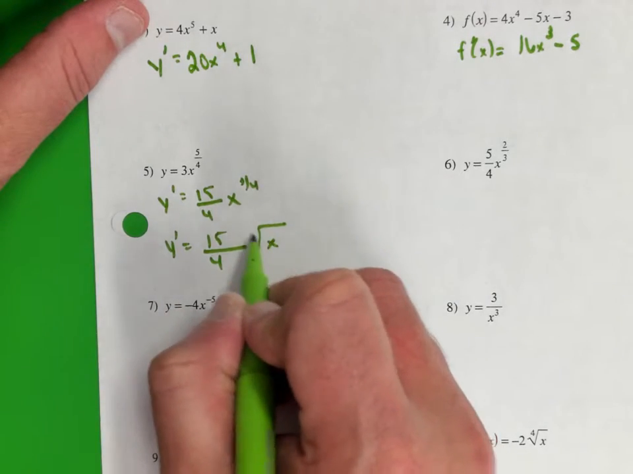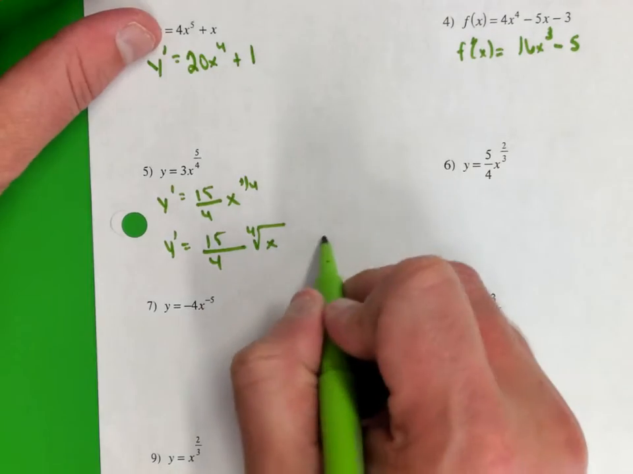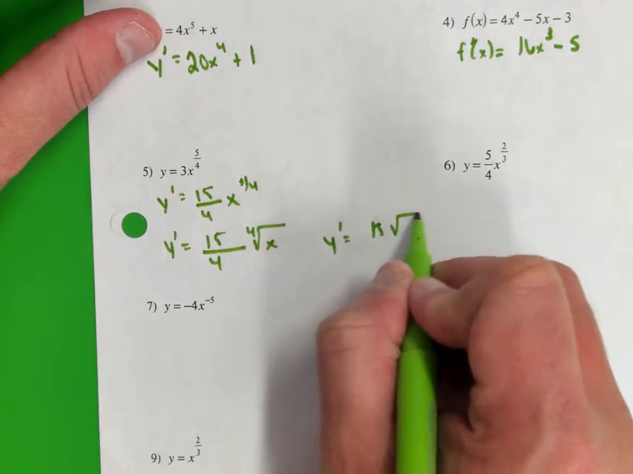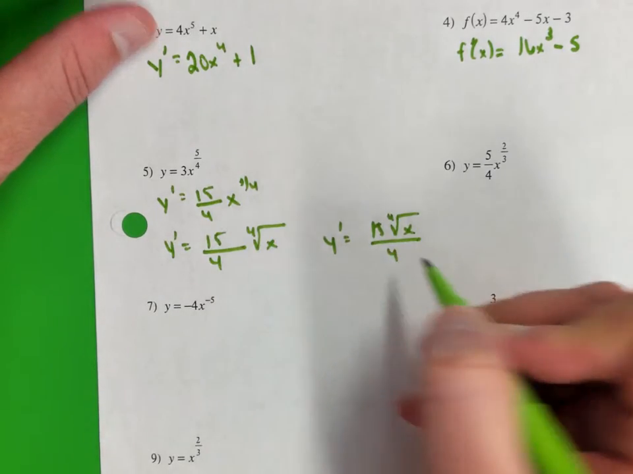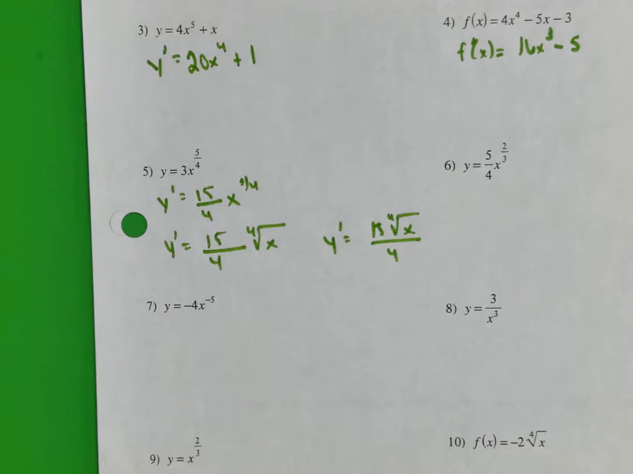The 4th root of x. You could write it like that on the side of it, or you could write it in the numerator. It just would not go in the denominator. You could write it either way. I will take this or this, but it would not go in the denominator because that is not negative. Do you see that?